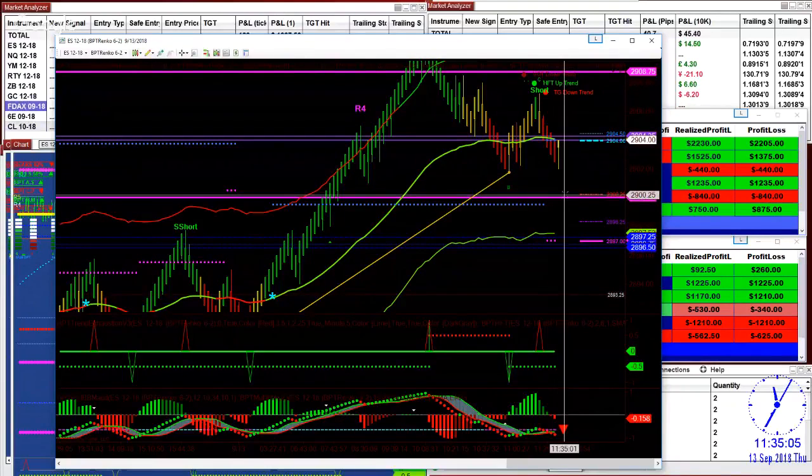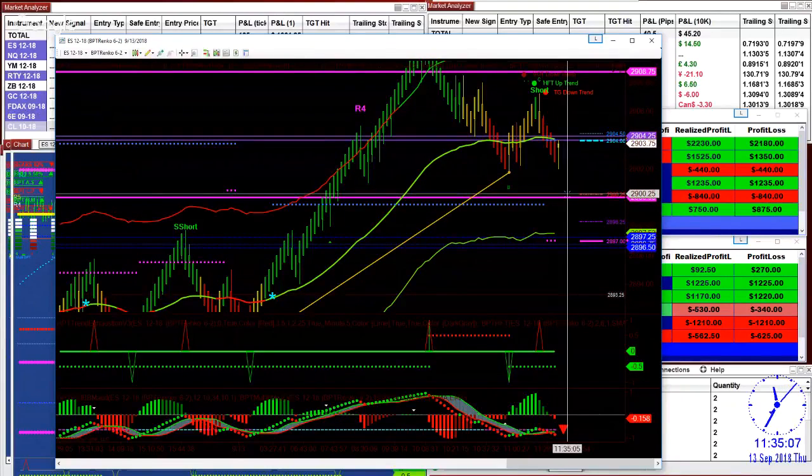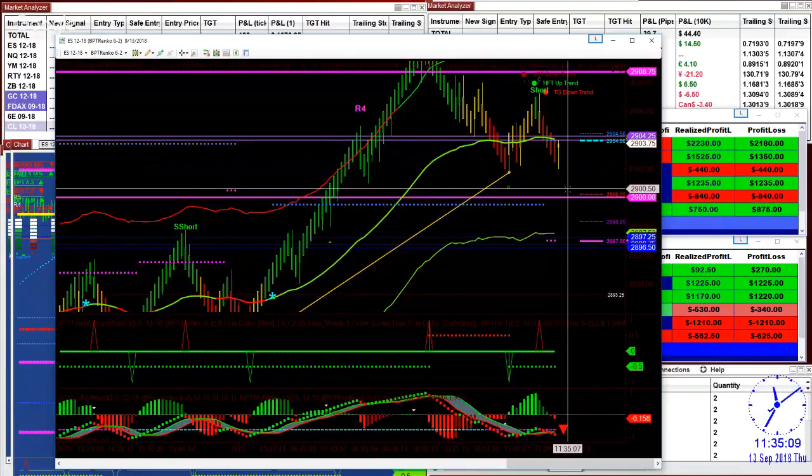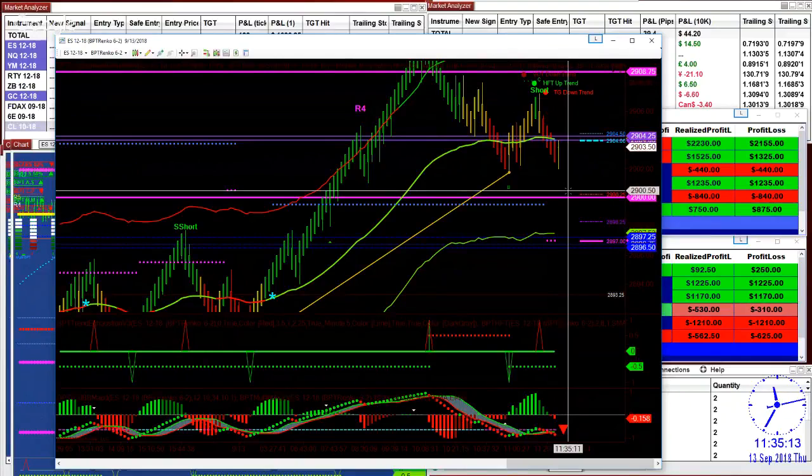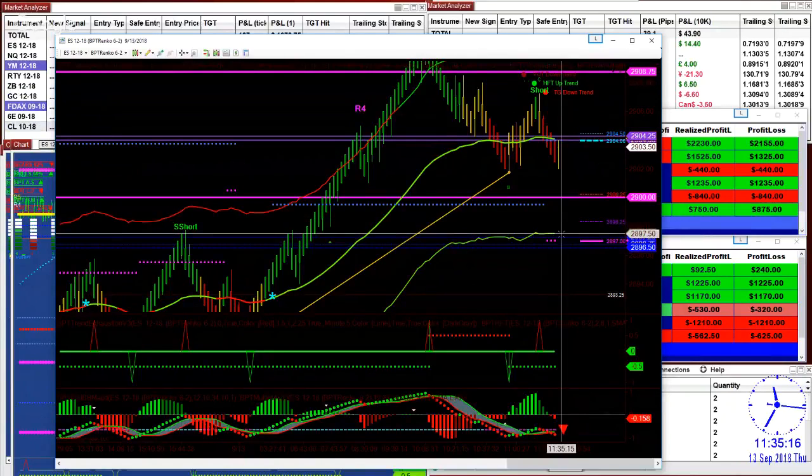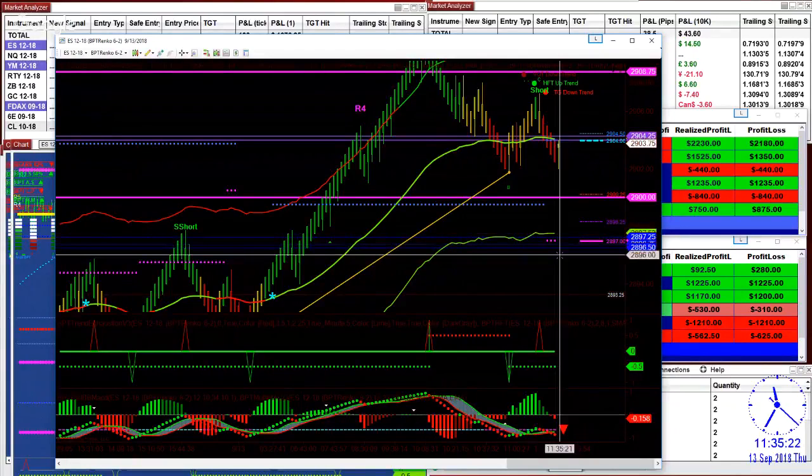If you wanted to go to two contracts, do not go to two contracts on a 0.025 or 0.050. You go one contract in here, and then the second contract, you put it at 97.50. Stop loss on both of them is 96.